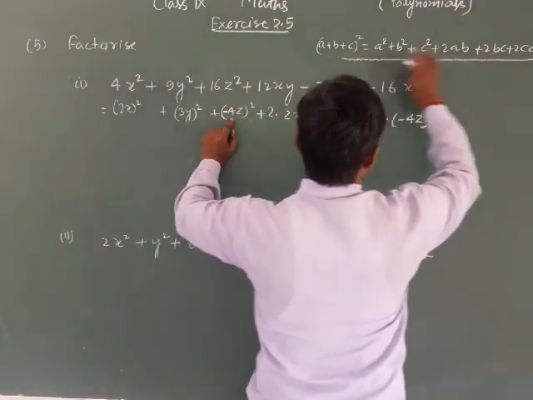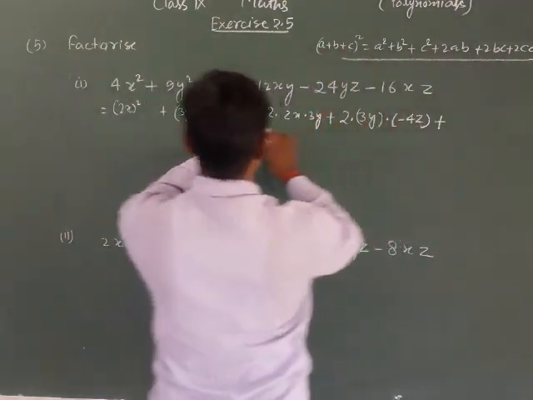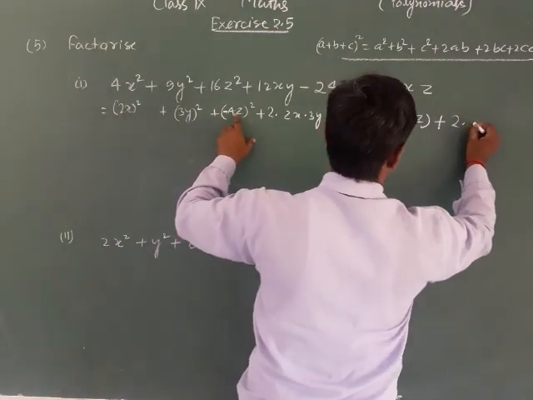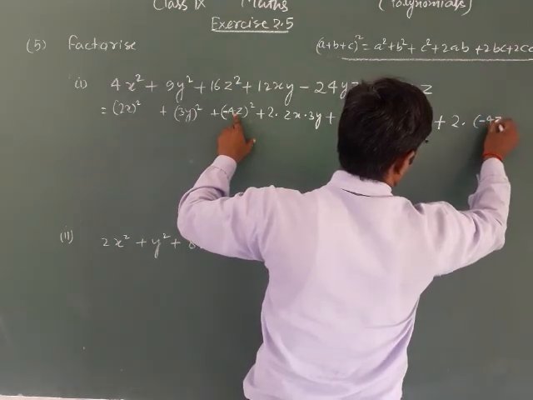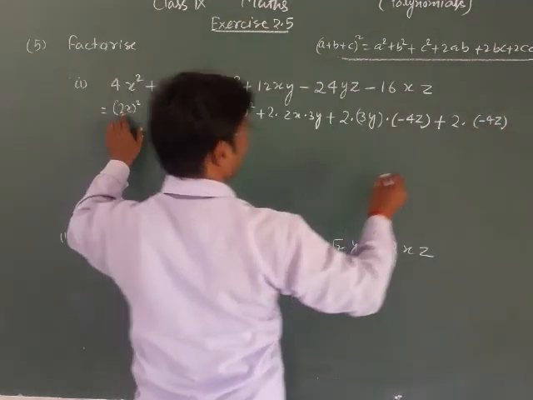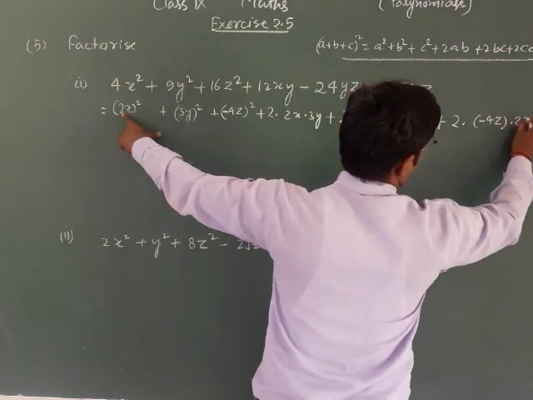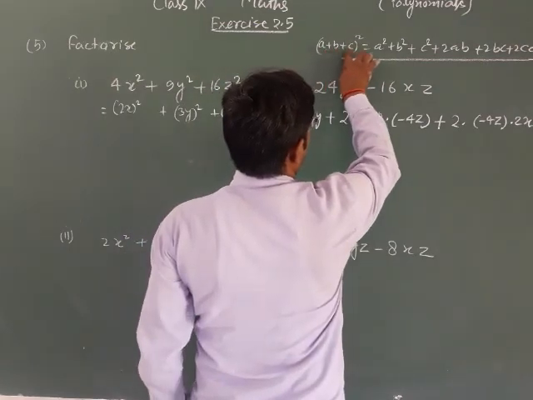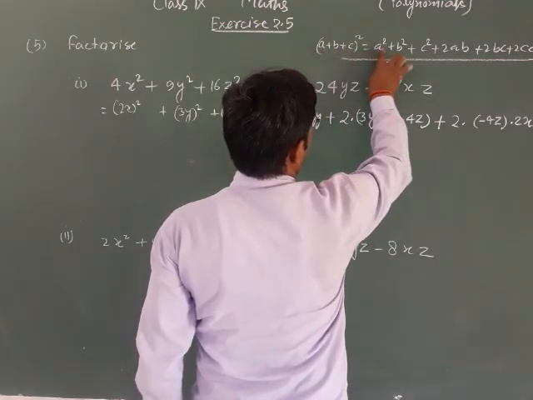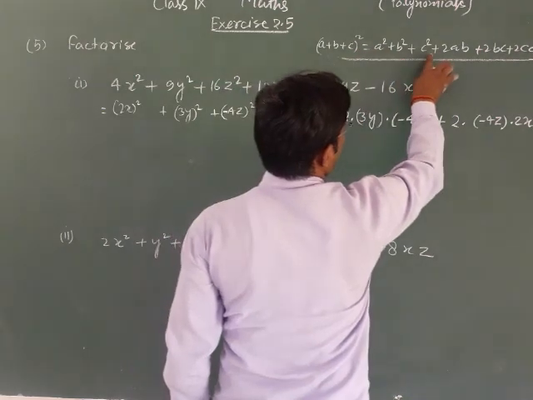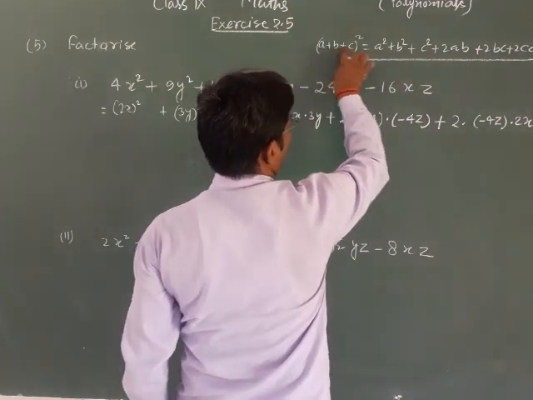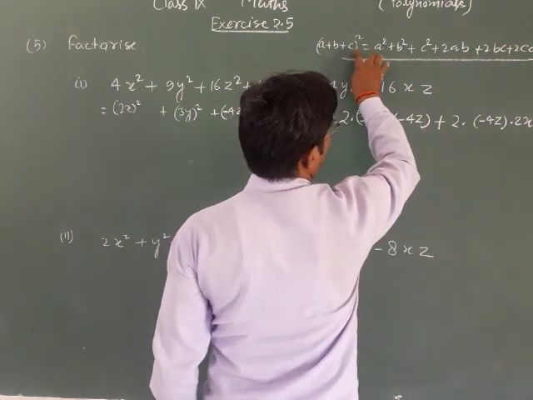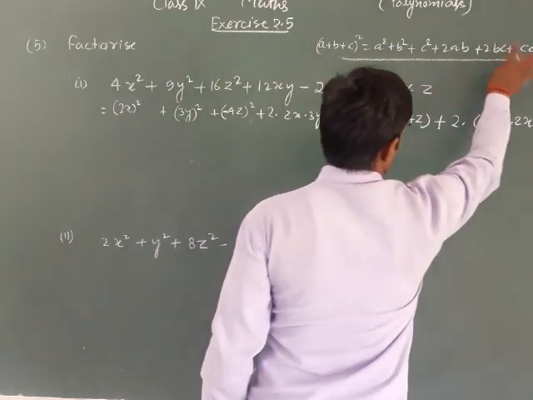Then 2 times third into first, so 2 times third, minus 4z, into first, 2x. So (a plus b plus c) whole square is a square plus b square plus c square plus 2 times first into second plus 2 times second into third plus 2 times third into first.